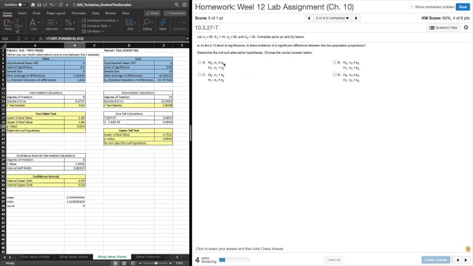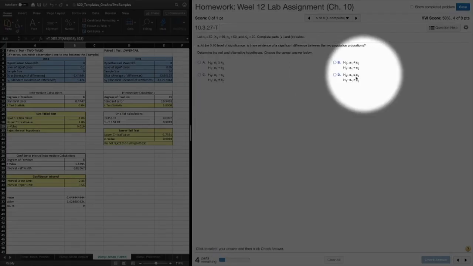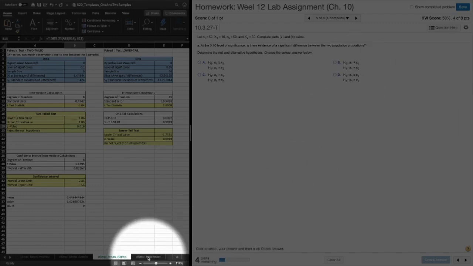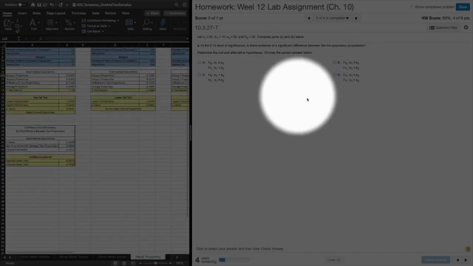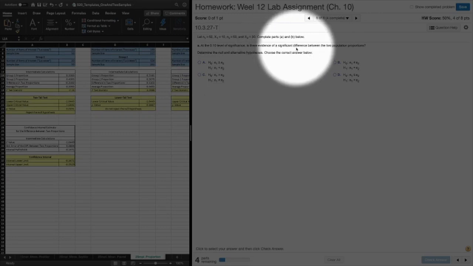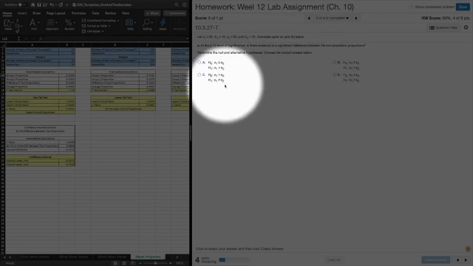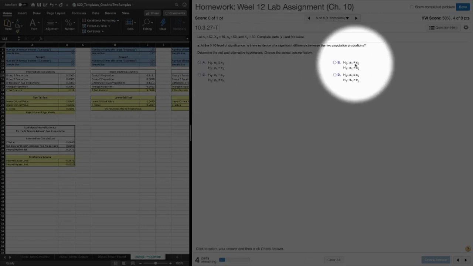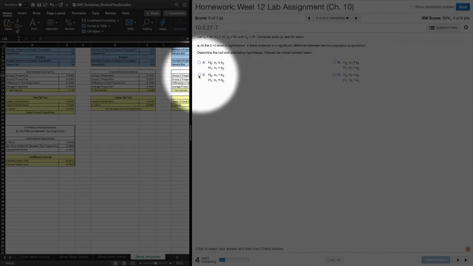However, these are pi's. So this is going to be about proportions. We need a proportions test. So I already know this is what I'll be looking at. Looking for a significant difference, it's not a less than or a greater than. It's definitely not a non-equal. So it's going to be right here, equals.